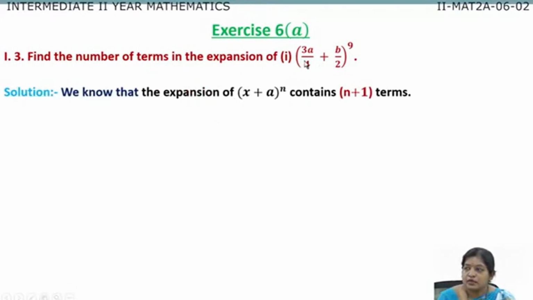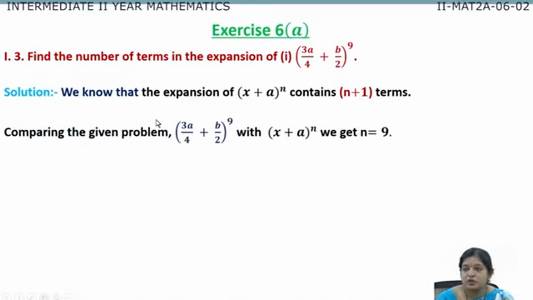So, comparing the given problem with (x + a) to the power n, here we can see that the n value is 9, of course. So we know that the expansion of (x + a) to the power n contains n + 1 terms. మనకి (x + a) power n యొక్క విస్తరణలో మొత్తము n + 1 పదాలు ఉంటాయని మనకు తెలుసు. So comparing this, we can see that the n value is 9.